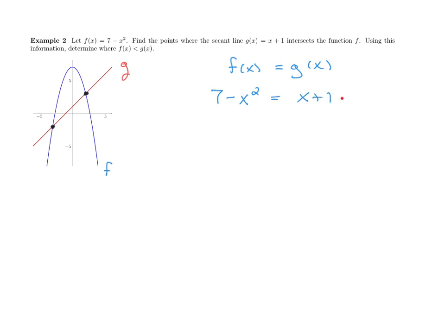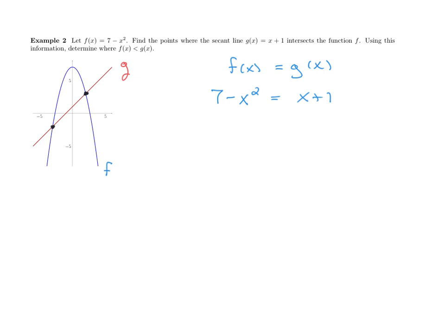How do you go about solving this? When you have a quadratic, there's several ways. You could set this equal to 0 and then factor. You could use the quadratic formula. There's another method called completing the square, and sometimes you are allowed to use square roots to solve quadratics as well.